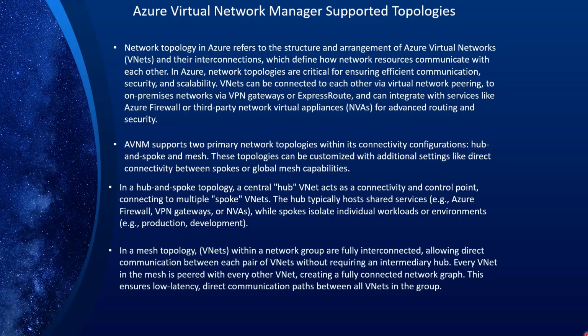In a mesh topology, VNets within a network group are fully interconnected, allowing direct communication between each pair of VNets without requiring an intermediary hub. Every VNet in the mesh is paired with every other VNet, creating a fully connected network graph. This ensures low latency, direct communication paths between all VNets in the group.